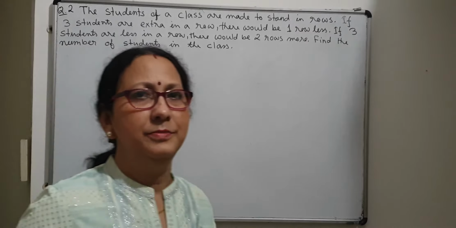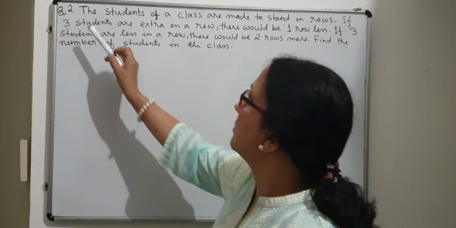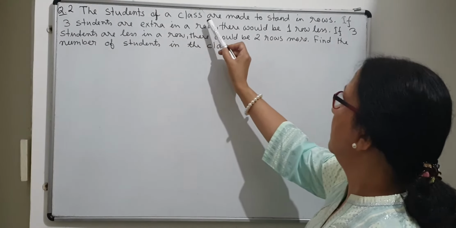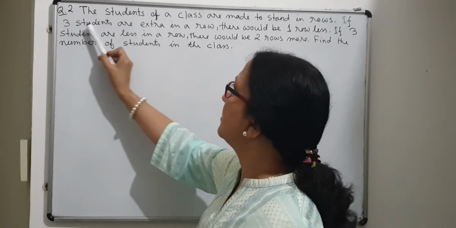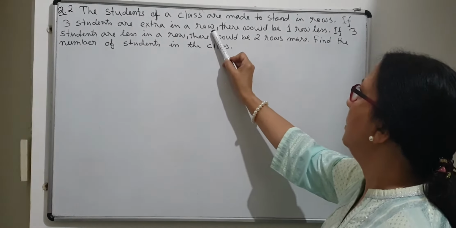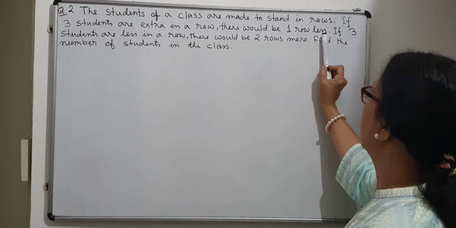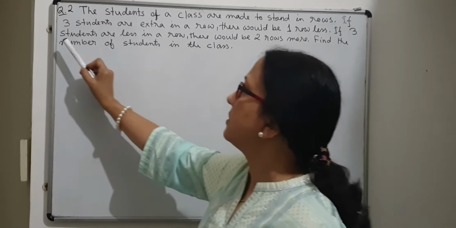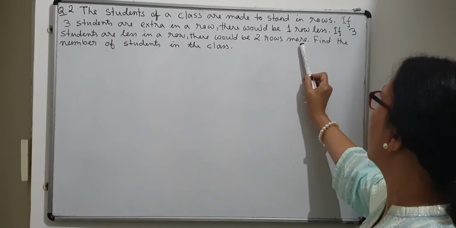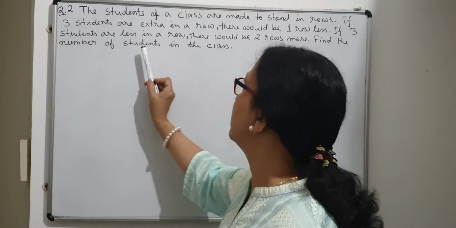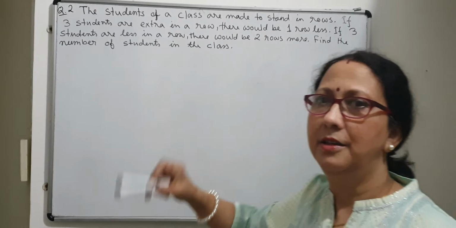Next question. The students of a class are made to stand in rows. If 3 students are extra in a row, there would be 1 row less. And if 3 students are less in a row, there would be 2 rows more. Find the number of students in the class.